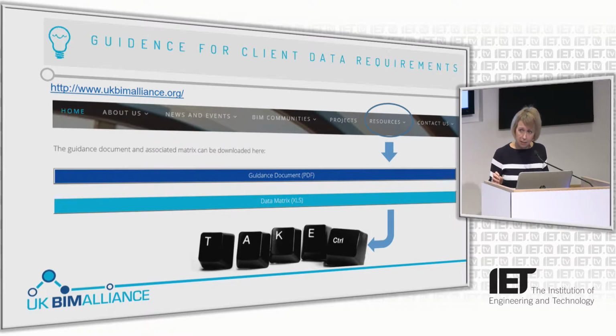So you can get to this information by going to the UK BIM Alliance website, and if you select resources, it will take you to this project page, and you'll be able to see two sources of guidance. One is a static PDF guide, and the other one is a data matrix, and I'm going to go through those in a little bit more information now.